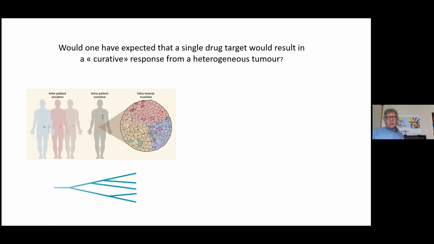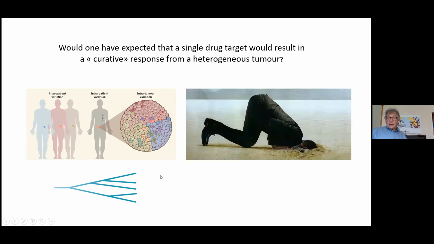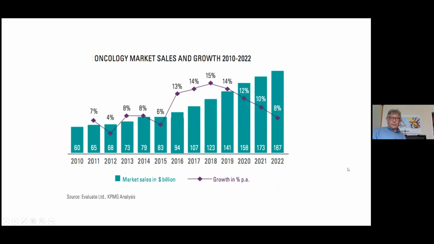So would one have expected, and this is what I've been punching all the way through, that a single drug target like ERB2 would result in a curative response from a heterogeneous tumor? No, it wouldn't. You know, the scientists obviously are optimistic, the drug companies are optimistic, but the data is there to suggest this is probably very unlikely to happen. So why is it all continued? Well, guess what? It's to do with money, a lot of it.